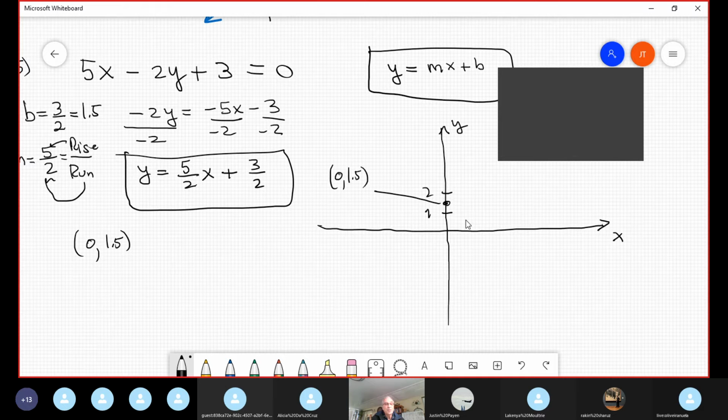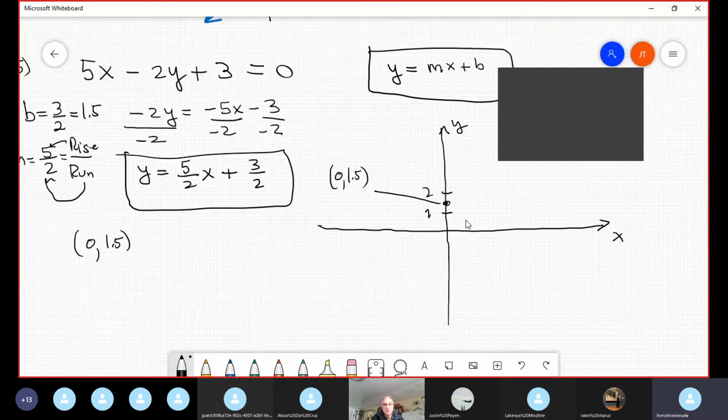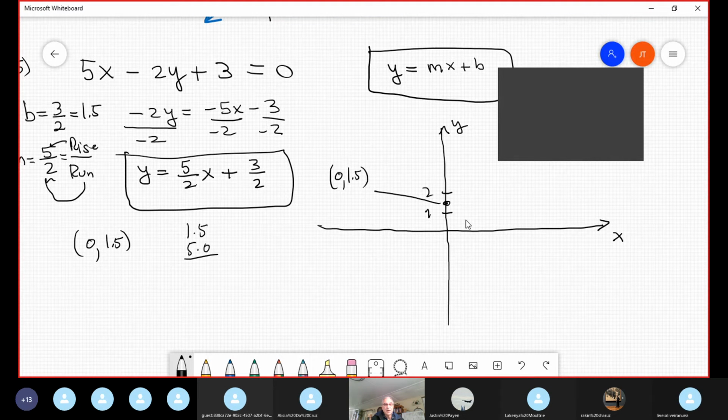And from this point, remember, rise and run. In this case, up or down? Up. How many units up? 5. So this is 1.5 plus 5 is 6.5, no? So 3, 4, 5, 6, 7 here. So I move 5 units up. See, we are at the beginning at 1.5. 1.5 plus 5 is 6.5.